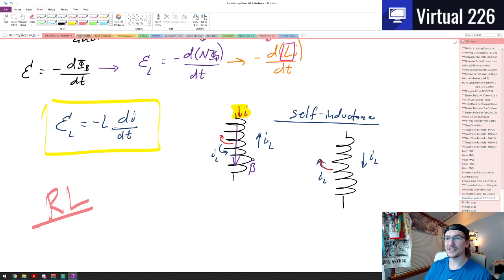But for right now, this idea of inductance is finished. This here is the equation that we need, and this is kind of what's going on with it.